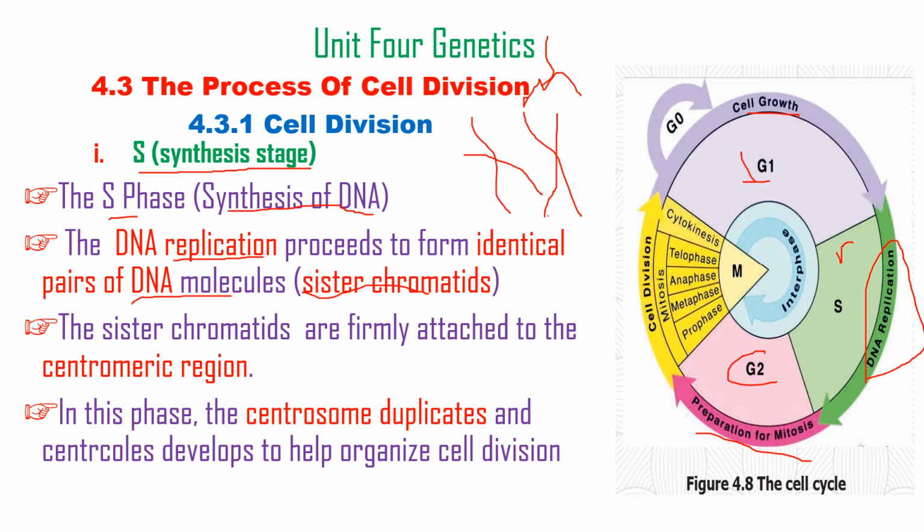The sister chromatids are firmly attached at the centromeric region. It is known as the centromeric region, or centromere. They are counted as one chromosome, but because they were produced by duplication, they are known as sister chromatids. So in this stage, meaning in the S phase, the centrosome duplicates.